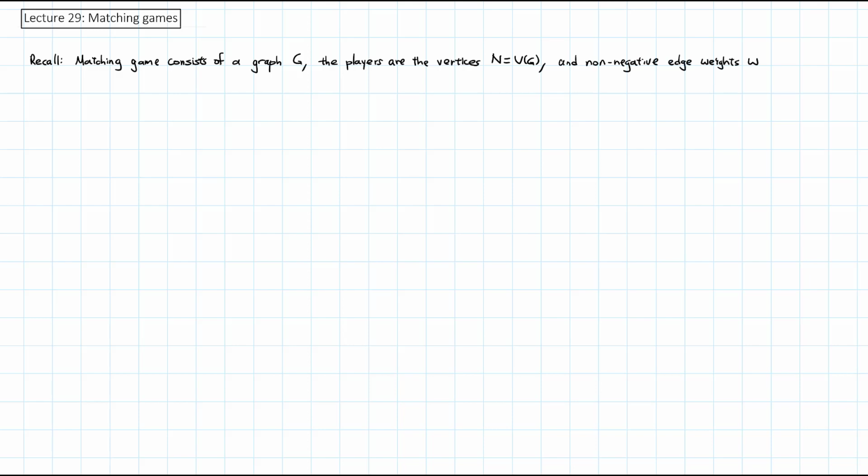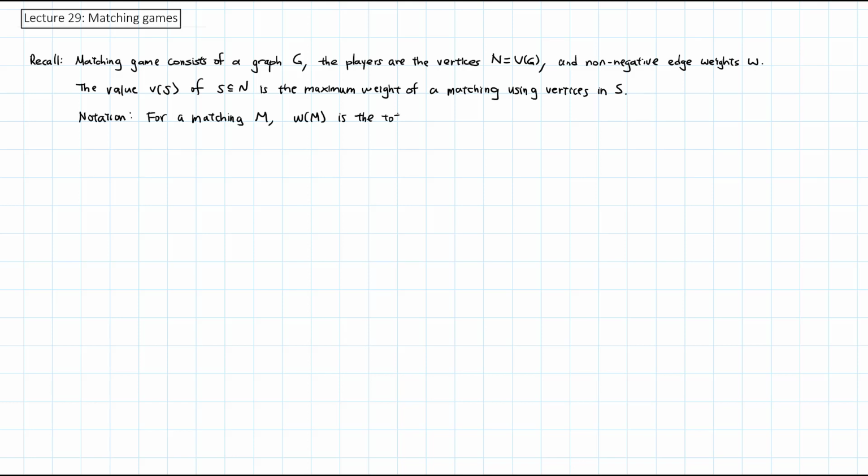Hello! We will briefly look at the example of the matching game as a cooperative game. We will later apply this to the network bargaining game. Recall that the matching game consists of a graph G where the players are the vertices N, which is V of G. We also have non-negative edge weights W. The value of a coalition S is the maximum weight of a matching using vertices in S. As notation, for a matching M, W of M is the total edge weight of the matching.